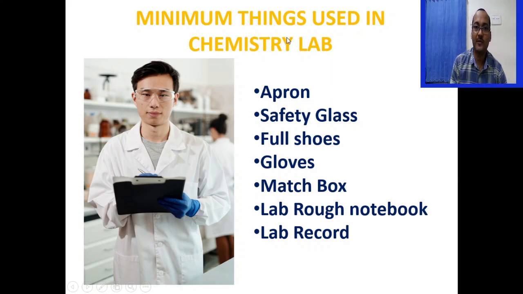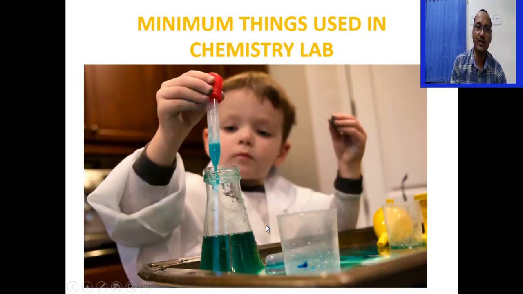So what are the minimum things a student will use inside the chemistry lab? First is apron, safety glasses, full shoes, gloves, matchbox, lab rough notebook and lab record. So here you can see a small boy is doing some experiment and he is wearing an apron. So apron is a must inside the chemistry lab.